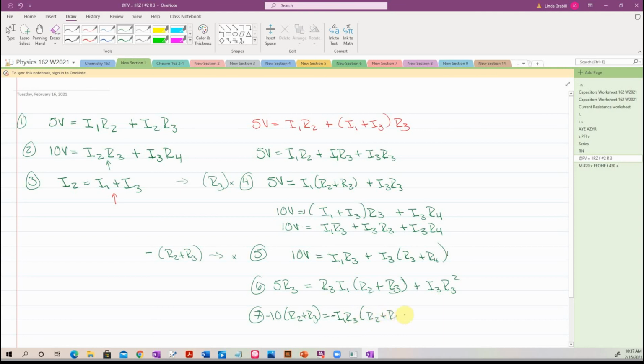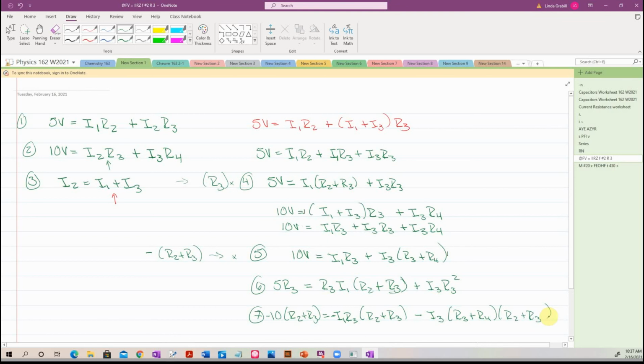You see what's going to happen when I add these two together? This statement and this statement now are identical, so that piece is going to cancel out. Plus I3, minus, there we go, I3 times R3 plus R4 times R2 plus R3. Cool. I've written it out symbolically.